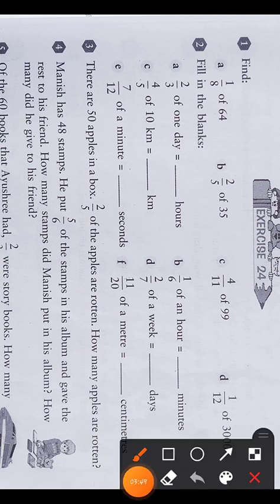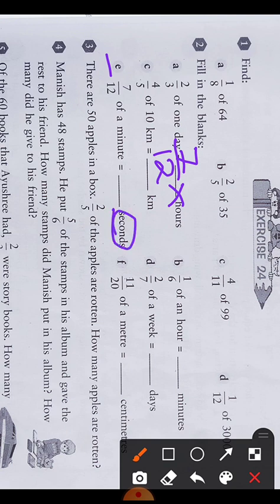Let us see another one. Question number E, we will see 7 by 12 of a minute. So you have to write 7 by 12 of a minute. We need the answer in seconds, that means we have to change minutes into seconds. So 1 minute is equal to 60 seconds. So give 1 below here and you can try to find the answer. So 12 how much is 60? Well, you know 12 1 is 12, 12 5 is 60.